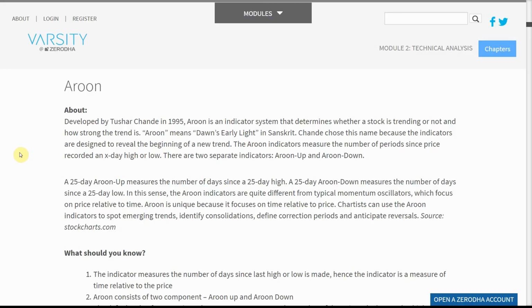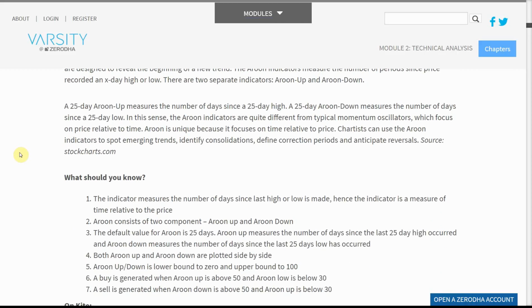There are two separate indicators, Aroon Up and Aroon Down. A 25-day Aroon Up measures the number of days since a 25-day high. A 25-day Aroon Down measures the number of days since a 25-day low. In this sense, the Aroon indicators are quite different from typical momentum oscillators, which focus on price relative to time. Aroon is unique because it focuses on time relative to price.